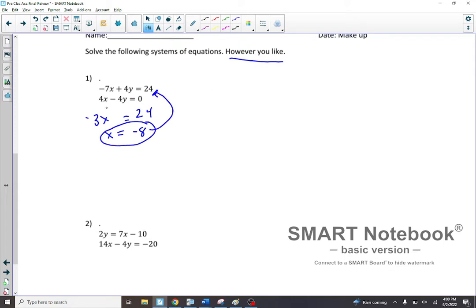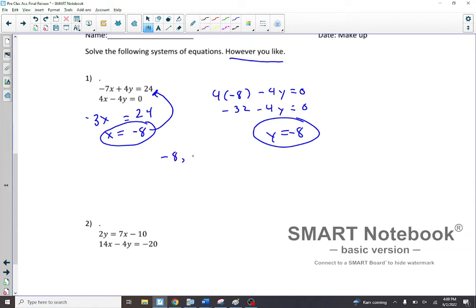One of them, I'll plug it into the bottom. So 4 times negative 8 minus 4y equals 0. Negative 32 minus 4y equals 0. A little bit of algebra. Y equals positive 8. So negative 8, positive 8. Oh wait, no, negative 8. So negative 8 comma negative 8. Okay.